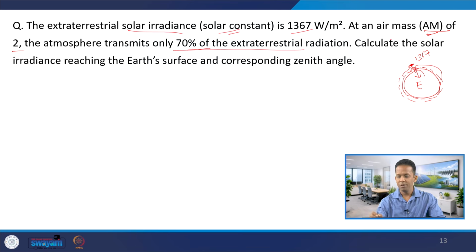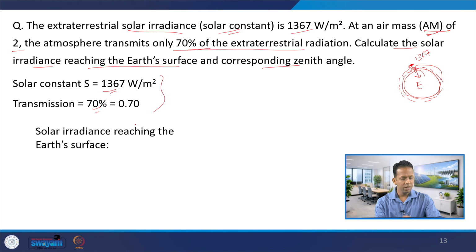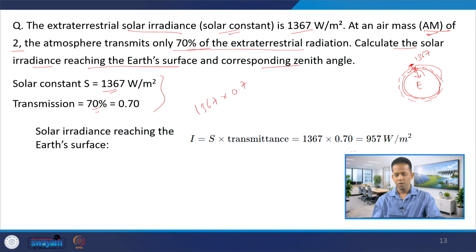Now what do I have to calculate? Calculate the solar irradiance reaching the earth's surface, that means the land, and the corresponding zenith angle. Obviously for air mass we will need zenith angle, or for zenith angle we need air mass. It is given to us, so we should be able to calculate from 1 by cos z. Given data is solar constant 1367, transmission 70%. So solar irradiance reaching the earth's surface would be 70% of 1367, which comes out to be 957 watt per meter square.